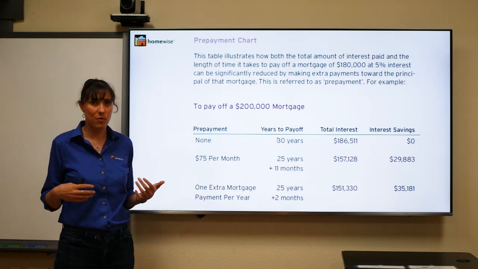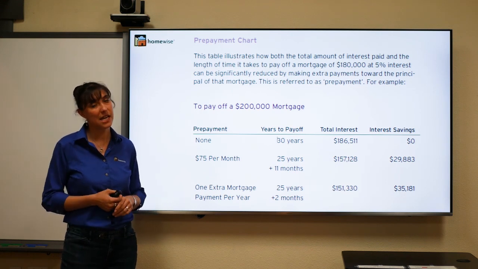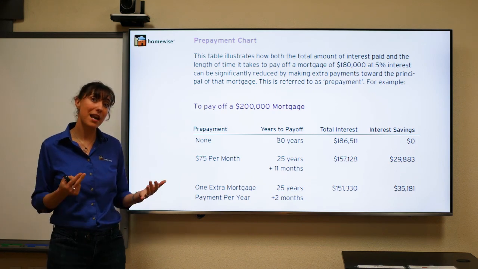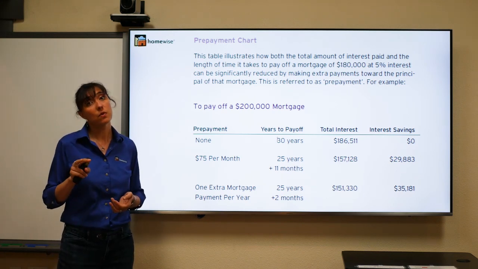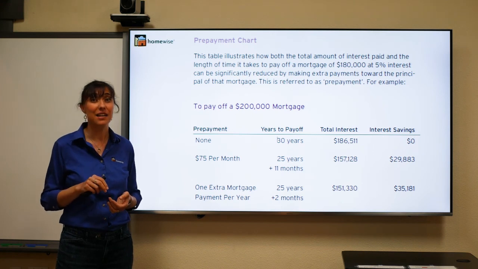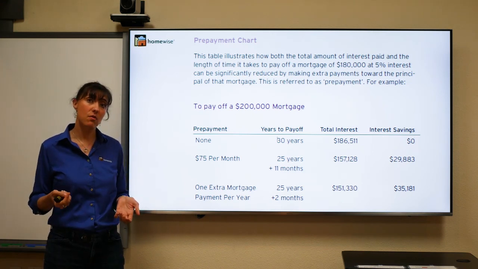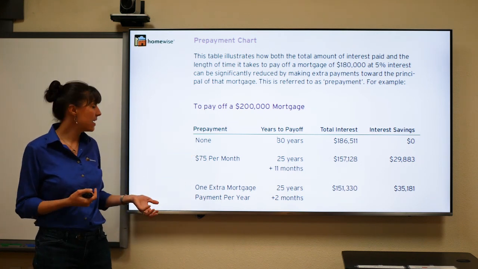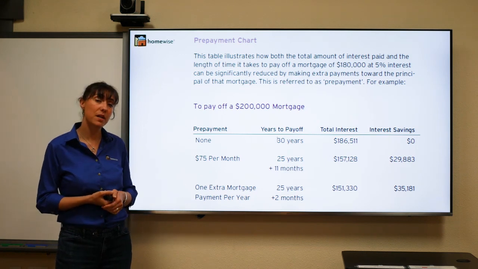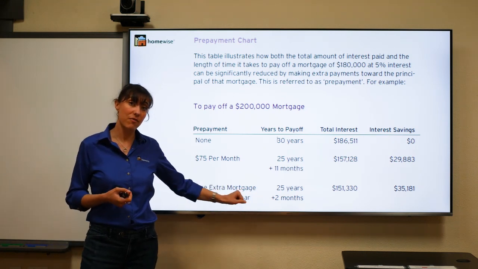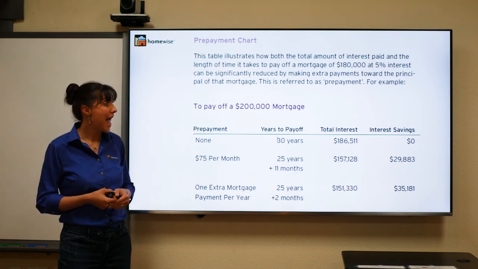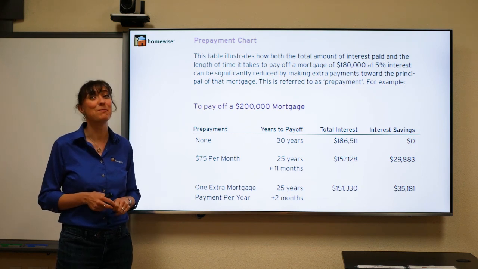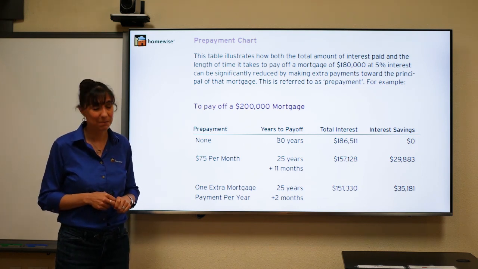You might be asking yourself, well, where am I going to get this extra money from? Here's an idea. Maybe you get a tax return, maybe you get a bonus at work, or maybe if you're paid every 2 weeks like I am, there's 2 months in the year when we receive 3 paychecks. Maybe you take one of those extra paychecks and apply it directly toward your principal. If you do that in this example, making one extra mortgage payment a year, it would take almost 5 whole years off of our mortgage and save us over $35,000. Those are nice numbers to see ourselves saving, aren't they?